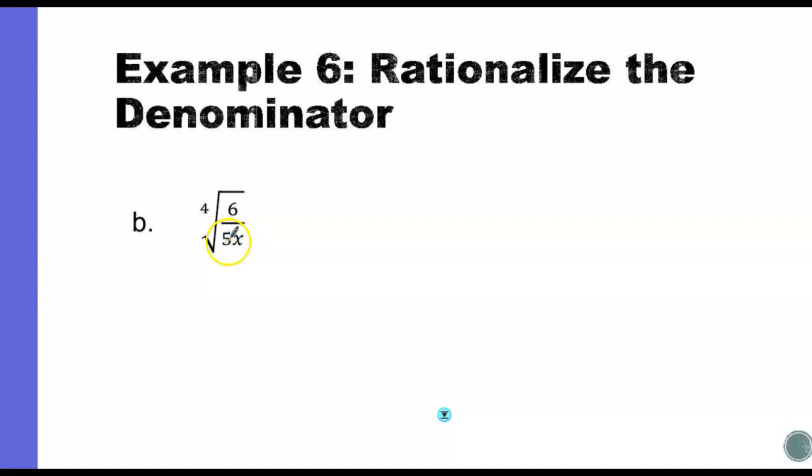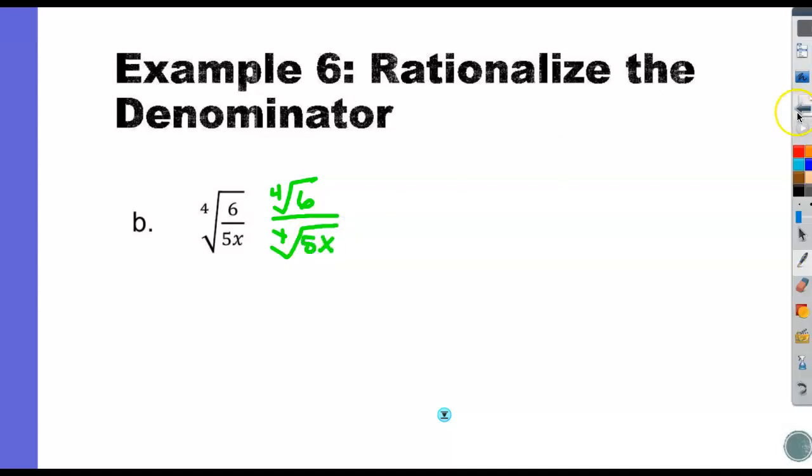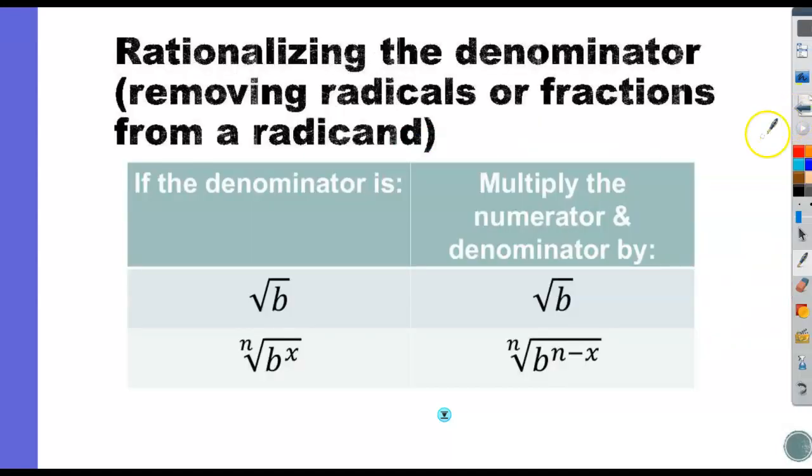It has two things here. I have a 5 and an x. I'm going to go ahead and rewrite this first as the fourth root of 6 over the fourth root of 5x. So if I go back to my rule, notice what it says. I have to do my index minus my exponent.